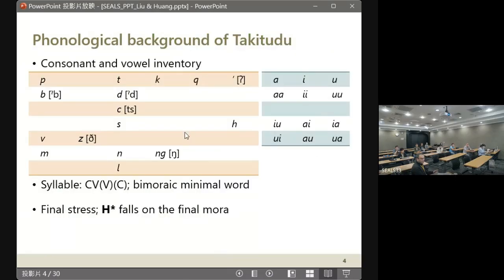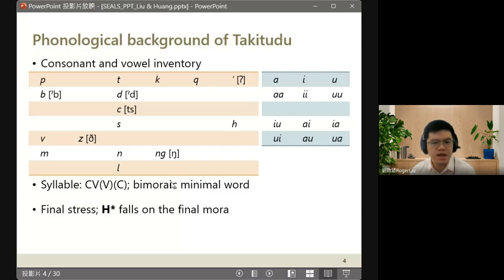And this is the phonological background of Takitudu. It has 16 consonantal phonemes and 3 vowels with length distinctions. The three underlying vowels can be combined freely to form diphthongs. The syllable is CV and optionally a second vowel and a coda. It has a minimal word of bimoricity. It has final stress, where the H star falls on the final mora.